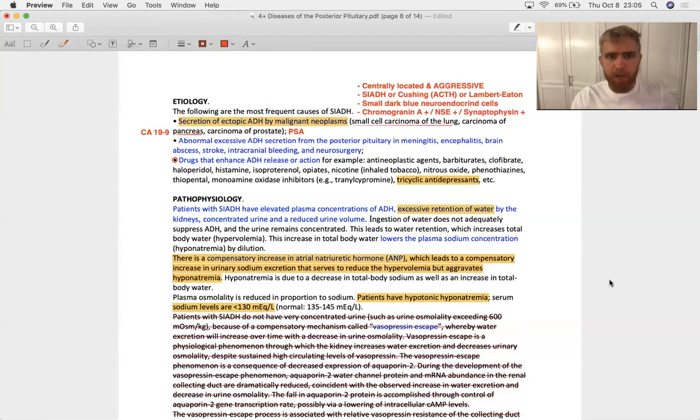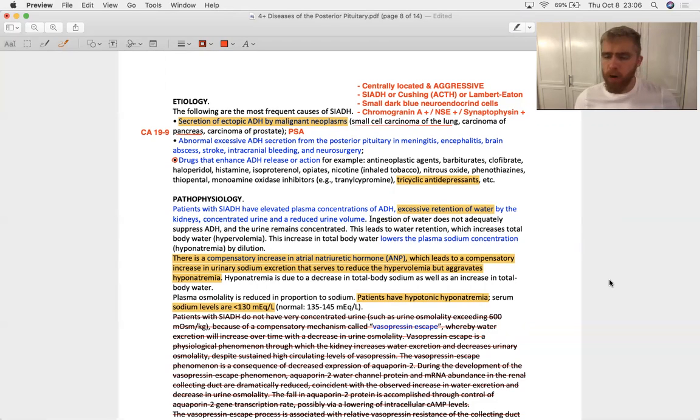Again, a lot of different causes. It can be a paraneoplastic syndrome. Carcinomas of the lung, pancreas, and prostate can give this to you. Our prostate tumor marker is PSA, prostate-specific antigen. Our pancreatic tumor marker is cancer antigen 19-9.